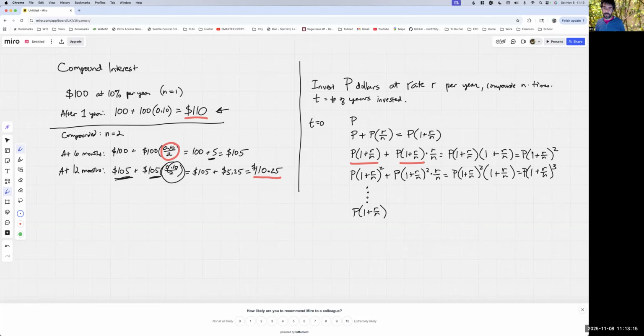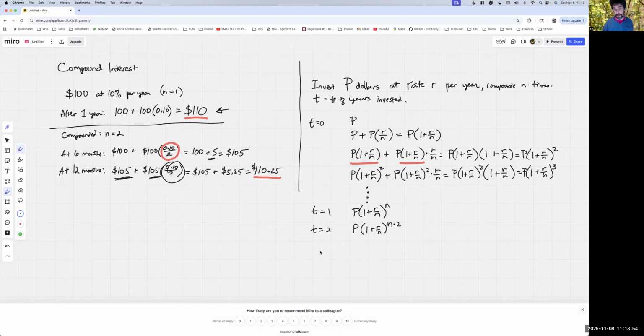for each year. Let's just go with T as years. If there's N times during the year, you can do this N times to get P times 1 plus R over N, sorry, my N looks like an R there, to the N. And this would be the amount we have when T equals 1. If you did it again for another year, I'm going to skip all the intermediary terms, but we're going to keep doing this. At T equals 2, you'd have P times 1 plus R over N to the N times 2. And if you did it for a third year, you'd have N times 3.